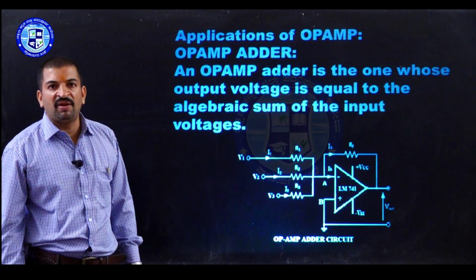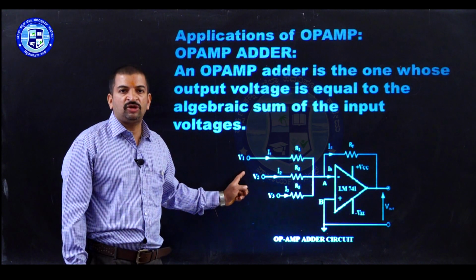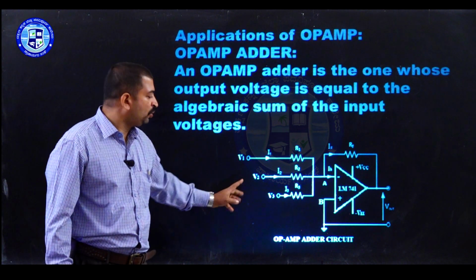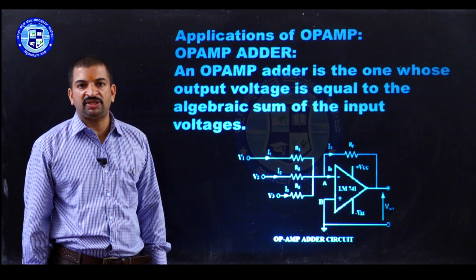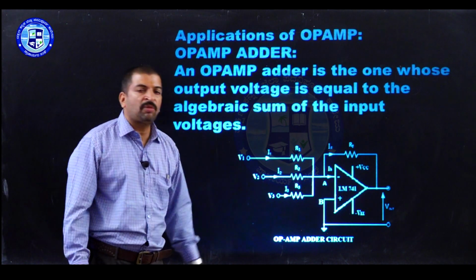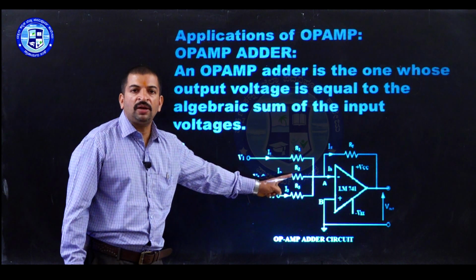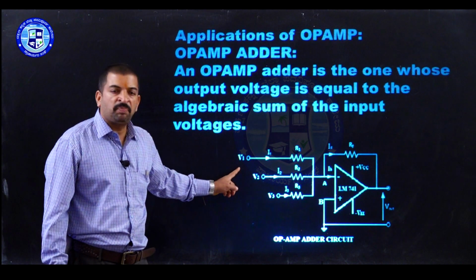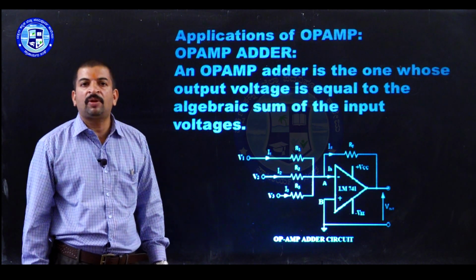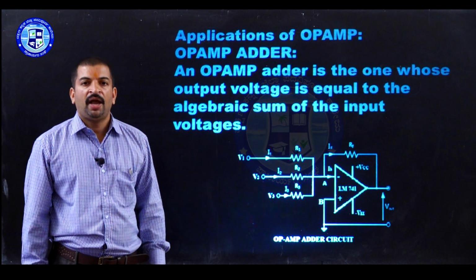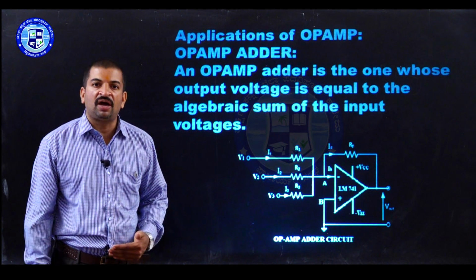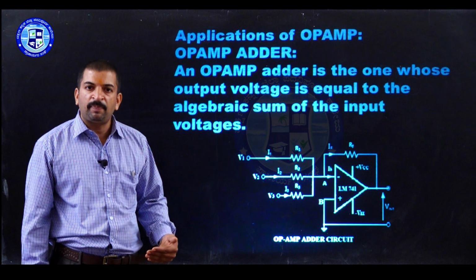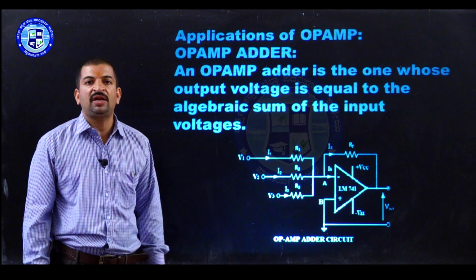In the case of the inverting amplifier, we apply the input voltage through a resistor Ri. Now, in this circuit, V1, V2 and V3 are the input voltages which are applied to the inverting terminal of the op-amp through the resistors R1, R2 and R3 respectively. That is, V1 is applied through R1, V2 through R2, and V3 through R3.